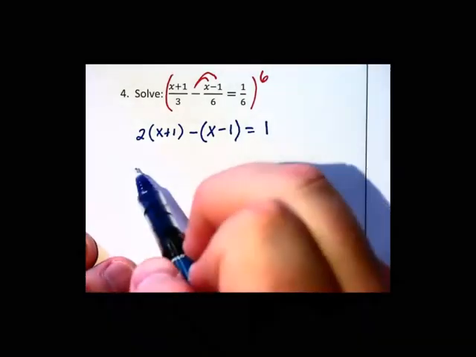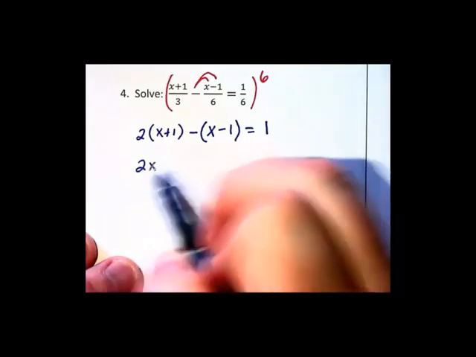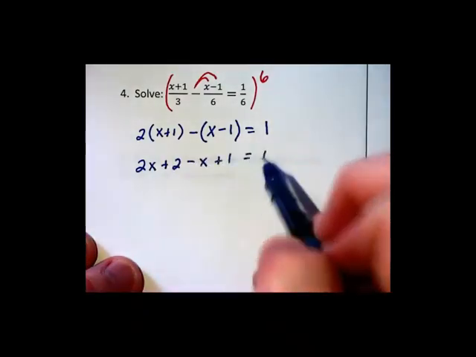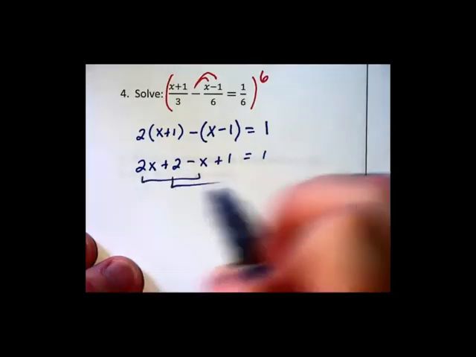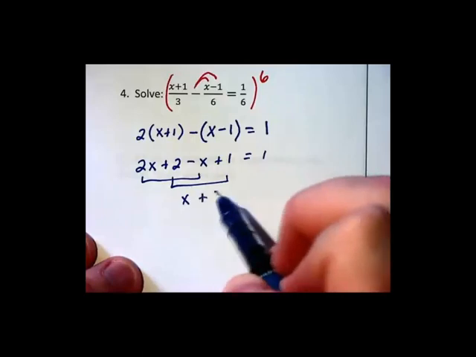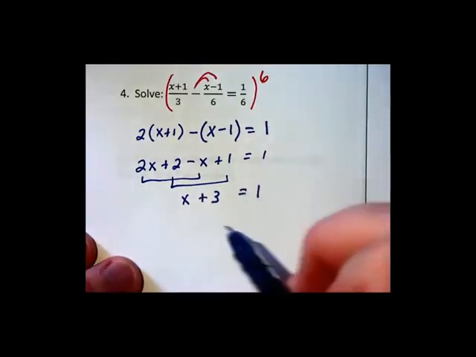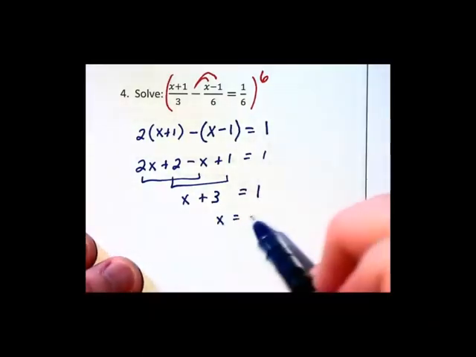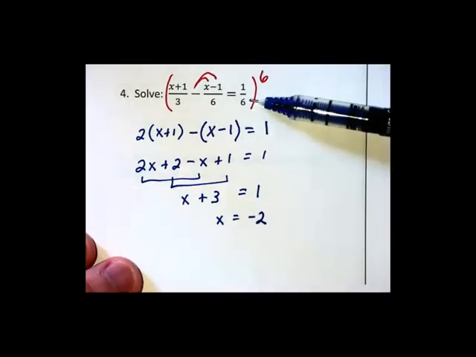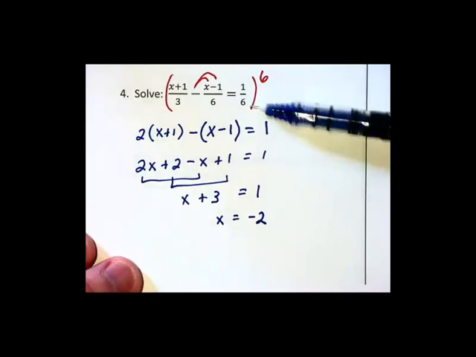On the left we're going to do some distribution. We get 2x plus 2 minus x plus 1 equals 1. Combining a couple pairs of like terms, 2x minus x, we get x plus 3 equals 1. Subtracting 3 on both sides, we get -2. And there's no x's in denominators, so when we substitute in, we don't have to worry about getting a 0 in the denominator.